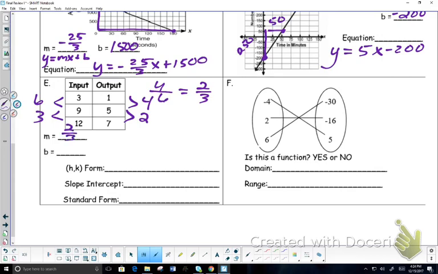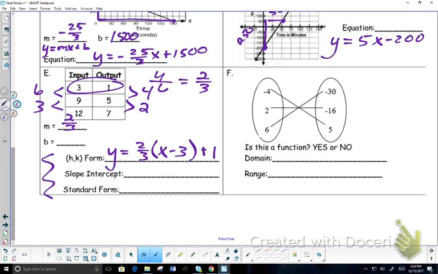My B value, well, they don't give it to me in the table, so since I have to do all this information down here, I'll find it in the mix of this. So I got y equals 2/3 x, all you got to do is plug in a point now. I picked this point right here. That would be HK form. You could have plugged in any of those 3 points. Then we've got slope-intercept.